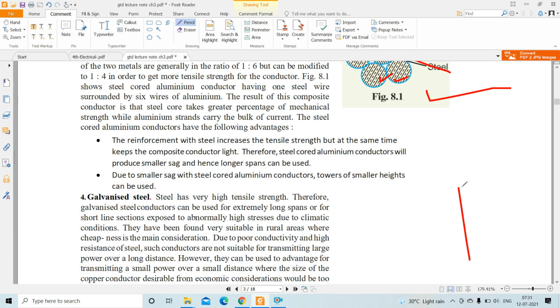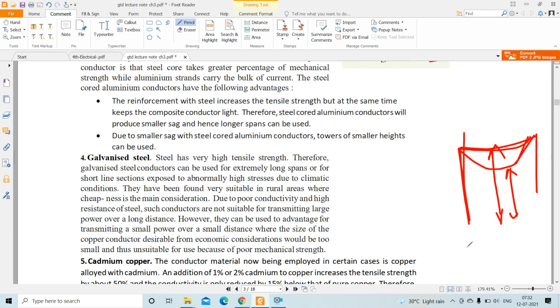So this is the conductor and these are the supports. So if the conductors swing like this, this is the clearance between earth and conductor. So if it swings like this, then there is less clearance, so we need to increase the pole height. And if there is a lower sag, then at that time the clearance is sufficient, so in this case we need not extend the pole height. Clear? So due to smaller sag with steel cored aluminum conductor, tower of smaller height can be used.